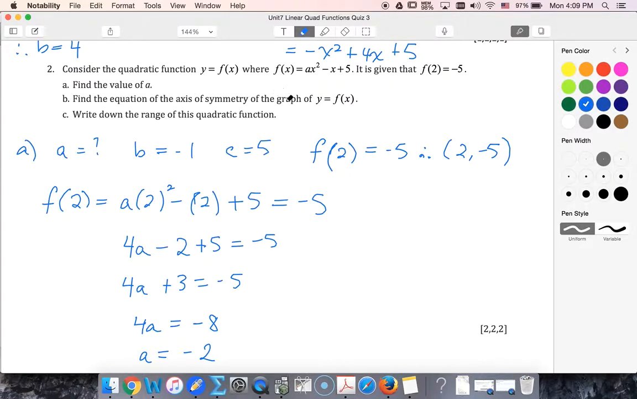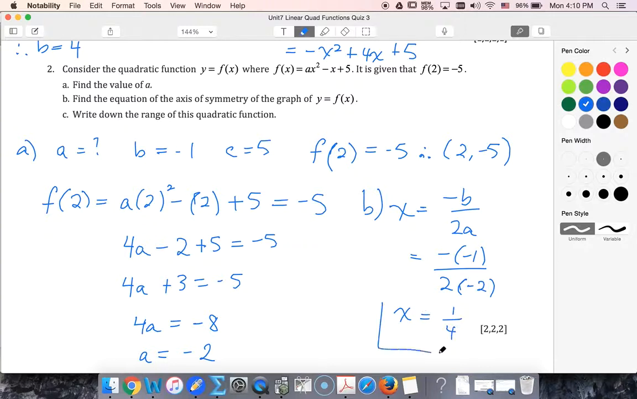Find the equation of the axis of symmetry. Well, I know the axis of symmetry has the equation x equals -b over 2a. So -1 over 2 times -2. The equation of the axis of symmetry is going to be x equals 1/4. Notice my equation has to have the x, has to have the equal sign. It's an equation.